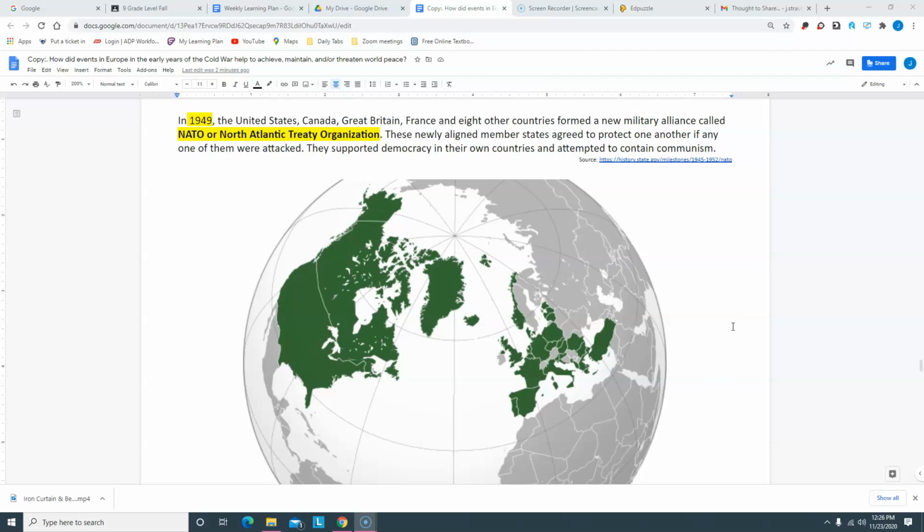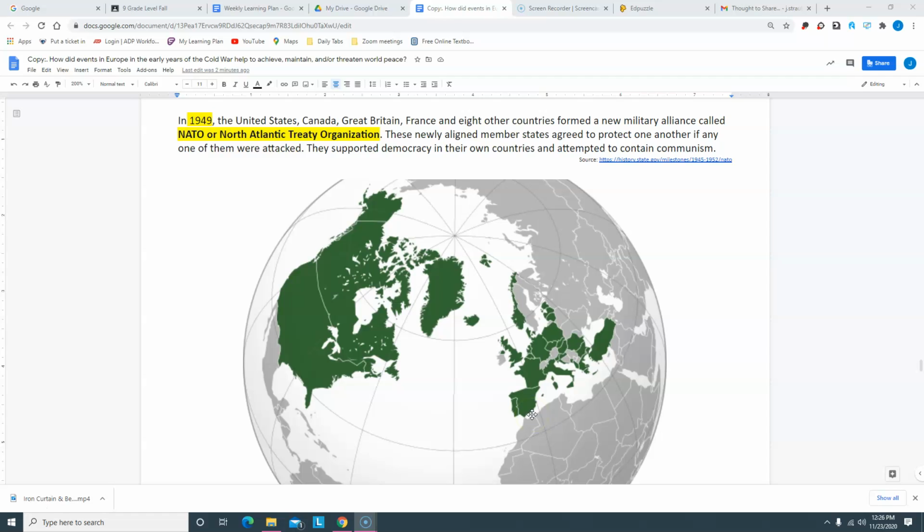So looking at the map of the globe here, United States is here, this is Canada, this is Alaska, this is Greenland, and this is Europe. All right, starting with Portugal, Spain, France, Great Britain is here. These are all of the members of NATO.